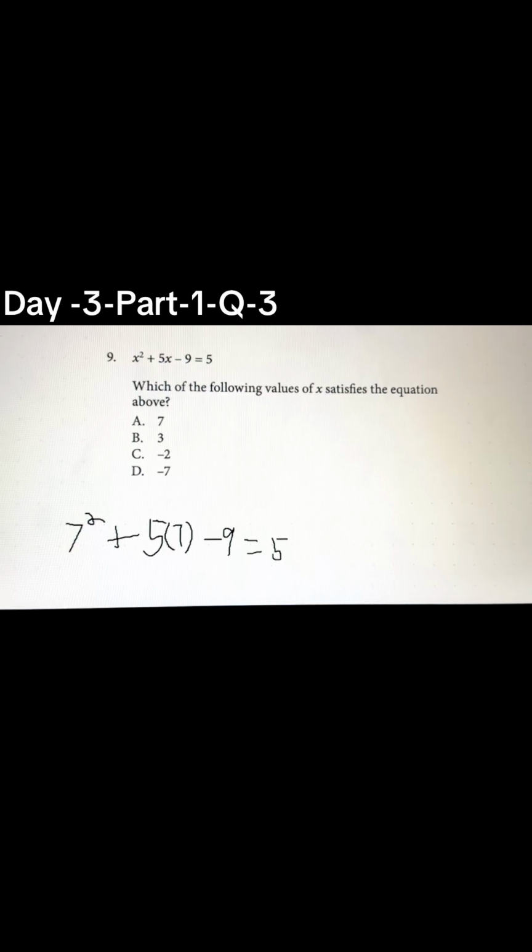Okay. So we have 7 squared plus 5 times 7 minus 9 equals 5. Okay, let's stop for a minute. I don't even want to carry out the calculations here. I'm just looking at this thing. Is there any way that left side of the equation is going to be 5? No. Dude, no way.